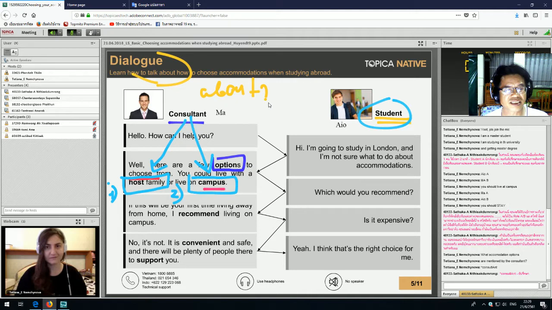Because it's convenient, not far away from home, and it's convenient and safe. Okay, anything else? And there are plenty of people there to support.